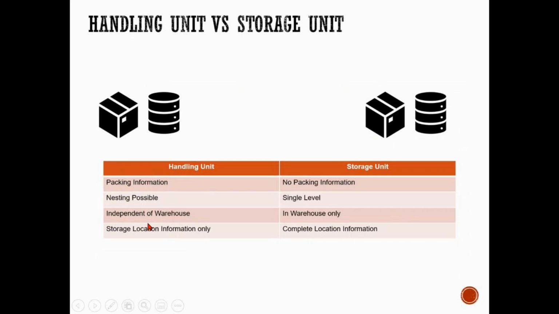This is independent of warehouse, so we can retain the information of handling unit across the plants, also across the storage locations, across the supply chain as well. And then we only have storage location information at handling unit level. But when this particular handling unit moves to a warehouse, as soon as you do a goods receipt for a handling unit and it goes to a warehouse, it gets converted into a storage unit. You can have a separate storage unit number for a separate handling unit number, but that's not the best practice. The best practice says if the handling unit number is HU01, for example, then the storage unit number should also be HU01 so that nobody gets confused between these two.